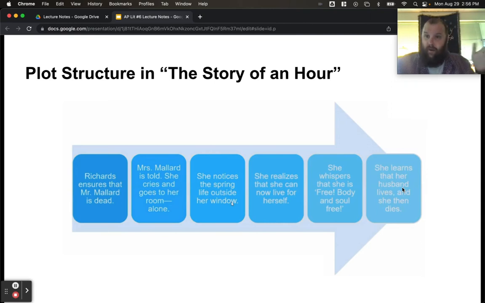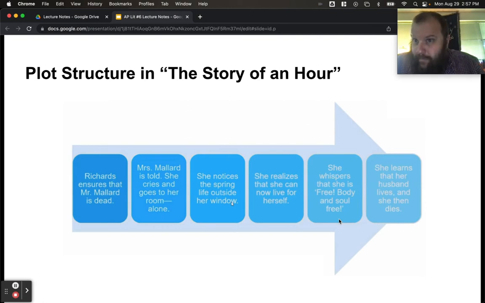We're learning with her, but then we see in real time as she looks out the window and sees the new spring life, and she's like, I can live for myself now. I'm free. She realizes she can now live for herself. She whispers that she is free, body and soul free. We realize, oh, she wasn't inconsolable. She was paralyzed with happiness that her husband is dead and she can now be a free woman, right?